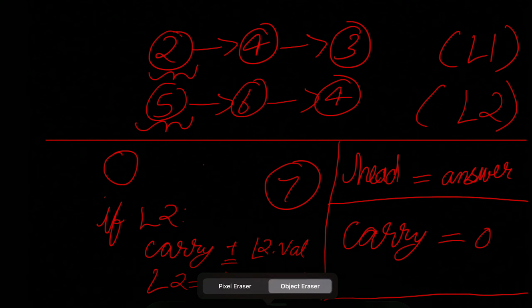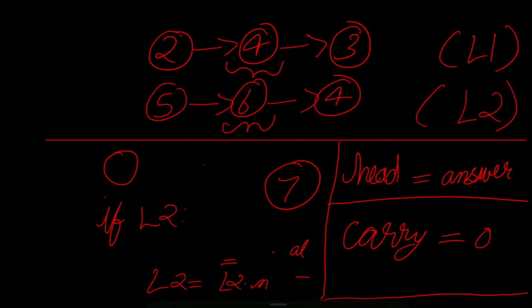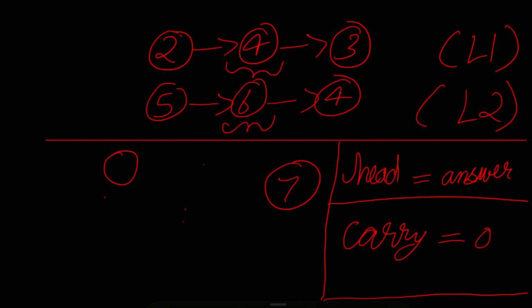I forgot to remove this. In the first, when I did L1 equals L1 dot next, the pointer will come here, and now L2 equals L2 dot next, the pointer will come here. Okay, so now we'll erase all this. Let me erase this. Oops, I didn't mean to erase that. Okay, we'll have this circle here.